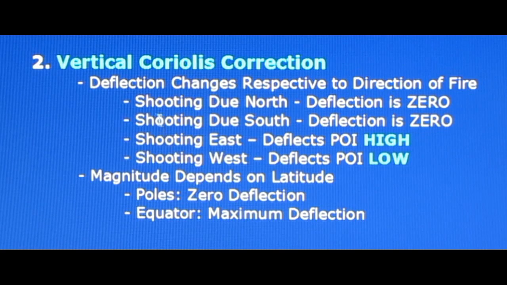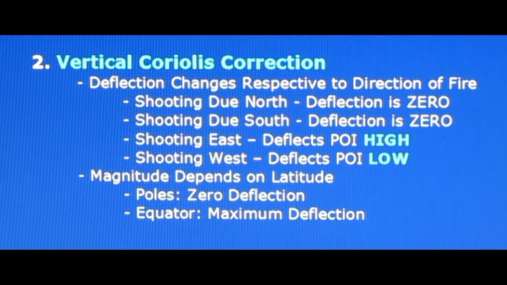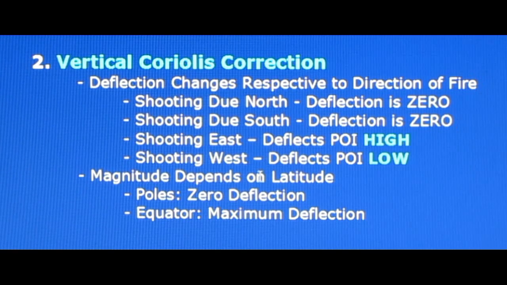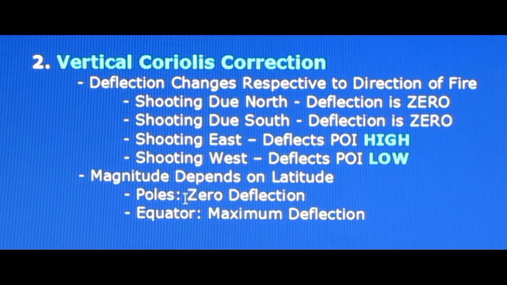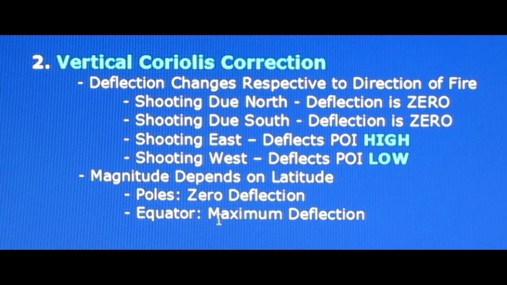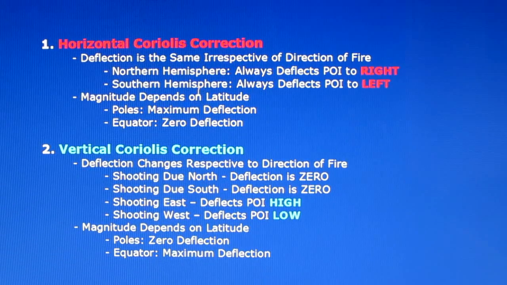The magnitude of your vertical corrections is also going to depend on latitude, just like your horizontal Coriolis correction did. And you're going to have 0 deflection at the poles and maximum deflection at the equator. So it's the inverse of the way this was, okay? Your horizontal, you had the most deflection at the poles. Your vertical, you have the least, or 0, okay?